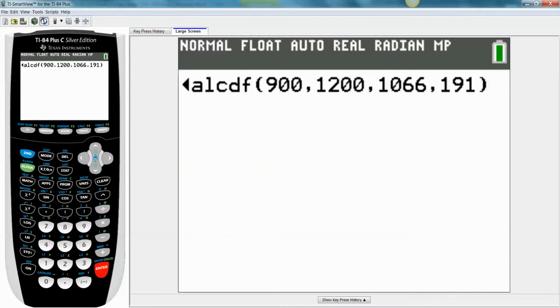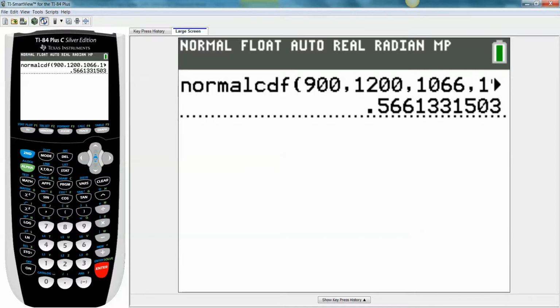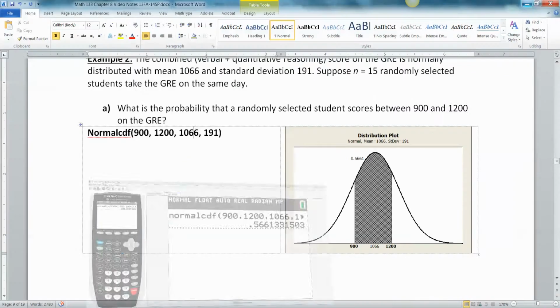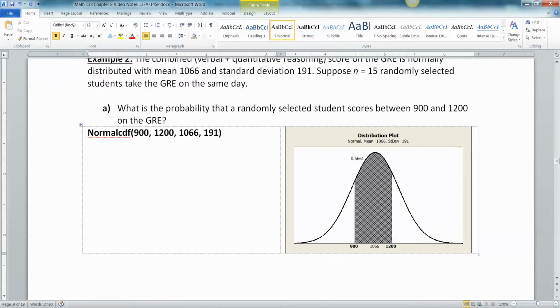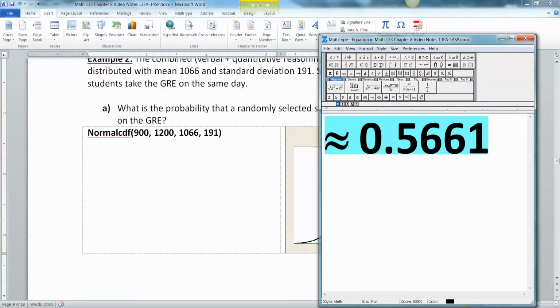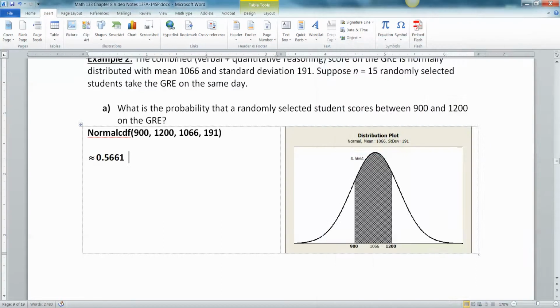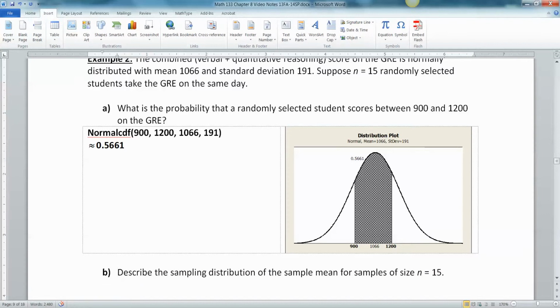And you can see right here, it's writing it out the way I wrote it just a second ago. That's because the old calculators, the TI-83s, have to write it this way. So 900, 1200, 1066, 191, enter. And it finds 0.5661, which matches up with what Minitab thought. So that's nice to know. Again, that's a little bit of a review from Chapter 7 because there's nothing different for that problem from Chapter 7.